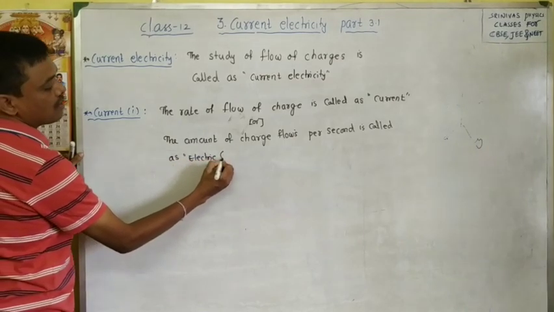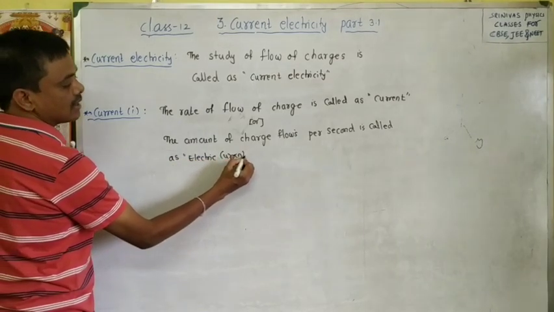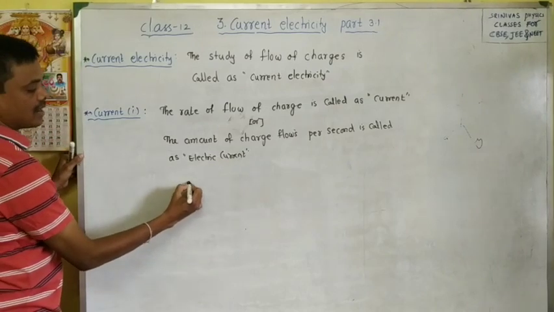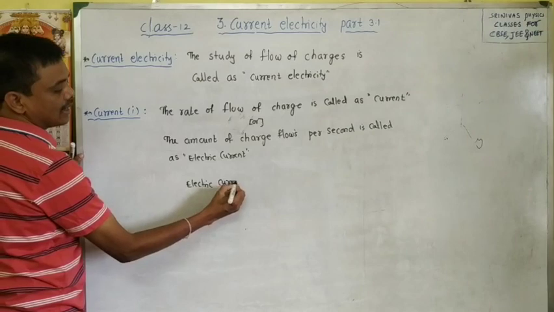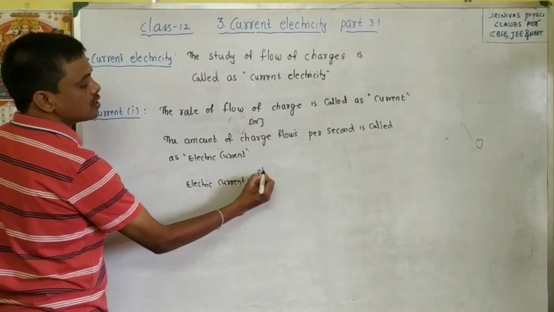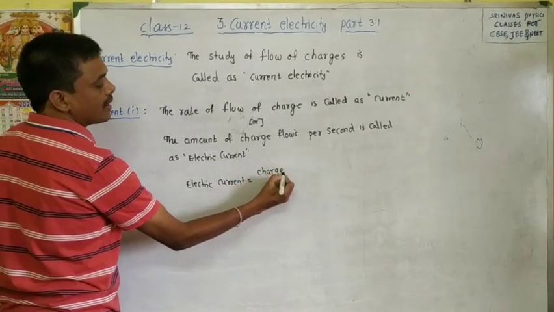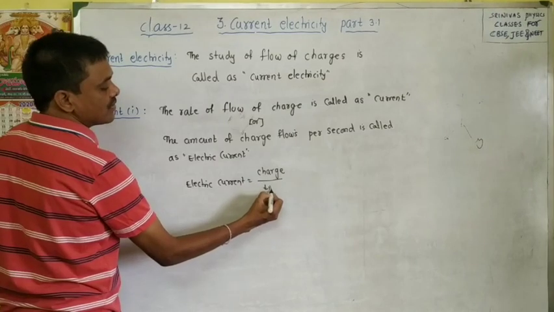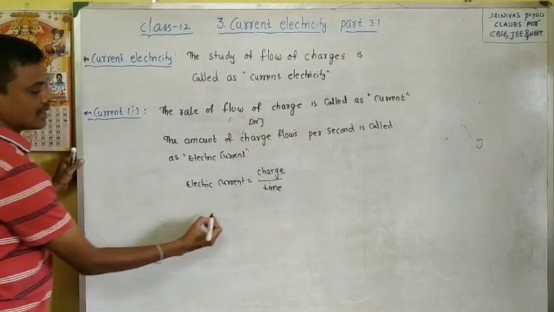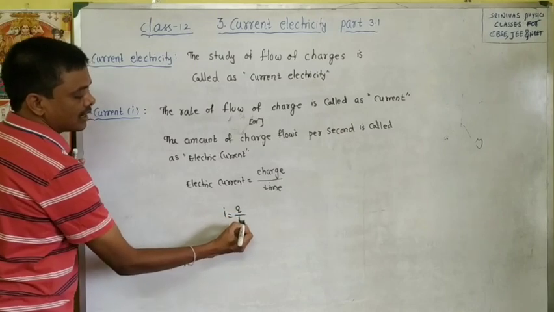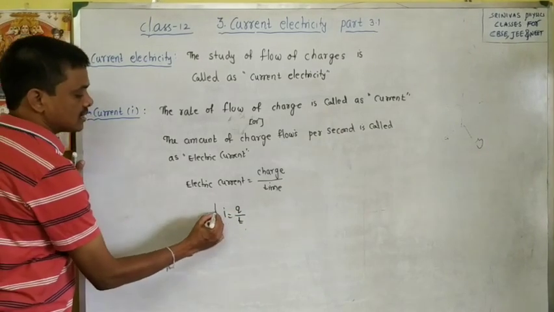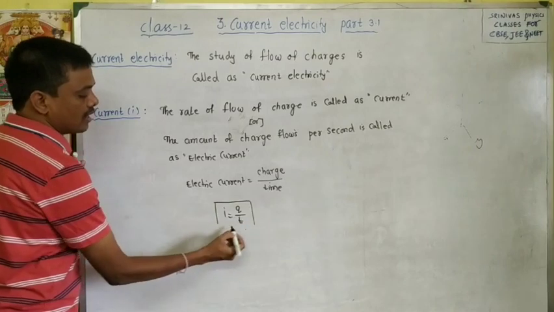Now what is the formula for the electric current? The electric current formula is: electric current is equal to charge by time. We can write it like this, the current I is equal to charge by time. Okay, charge is Q, time is T. This is the formula for the current.